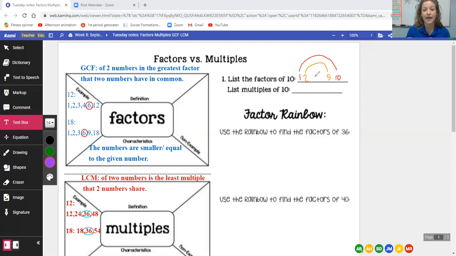4 times what is 10? There's nothing times 4, so we'd keep moving on. The next one would be 5. Do we have 5 already in our rainbow? We do, so we can stop. Okay, so that is how we do a factor rainbow.